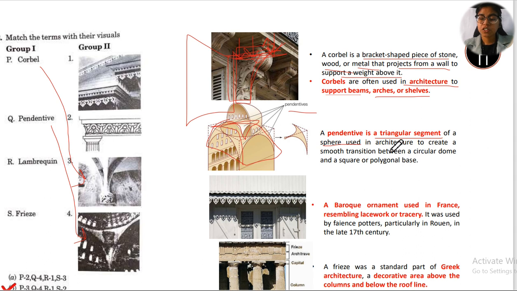It is used in architecture to create a smooth transition between a circular dome and a square or polygonal base. Now suppose this is your dome, this topmost dome, and this pendentive is acting as a smooth transition in between this dome and your square polygonal face, on which you have your bottom dome part. So it is acting as a transition element between the dome and this square or polygonal base.